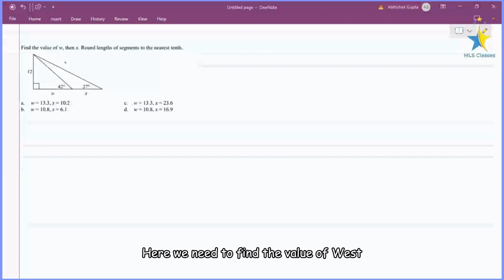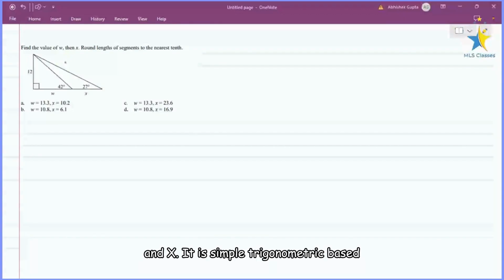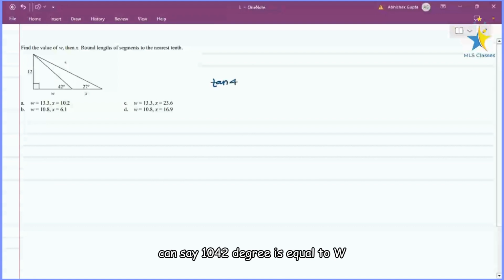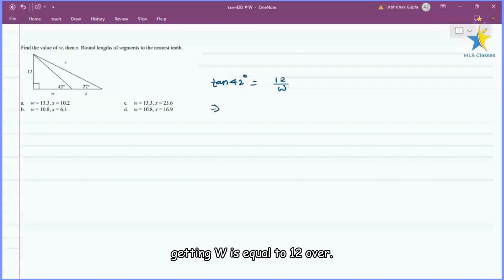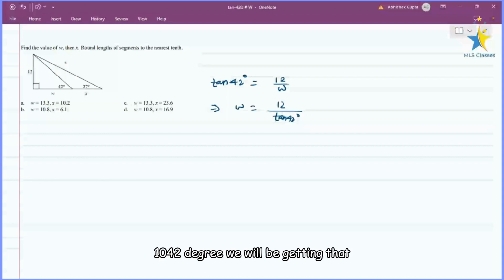Here we need to find the value of W and X. It is a simple trigonometry-based question where this angle is 42 degrees. So we can say tan 42 degrees is equal to 12 over W. From here we get W is equal to 12 over tan 42 degrees. So 12 divided by tan 42 degrees is equal to 13.3. Now you can see it will be either option A or option C.